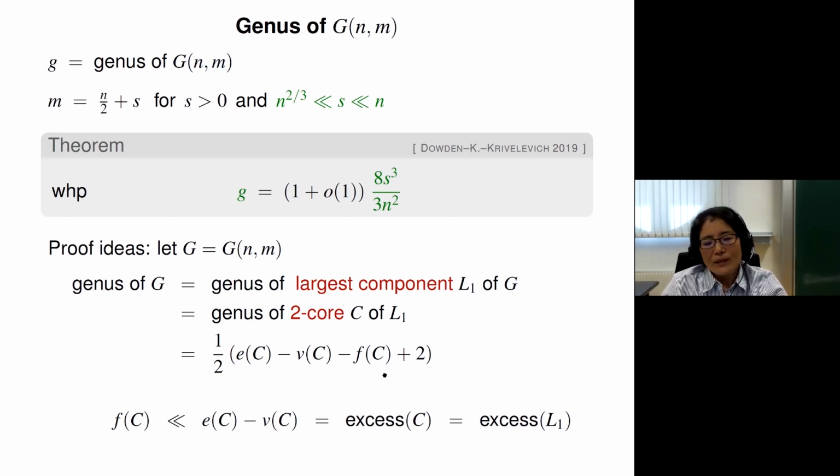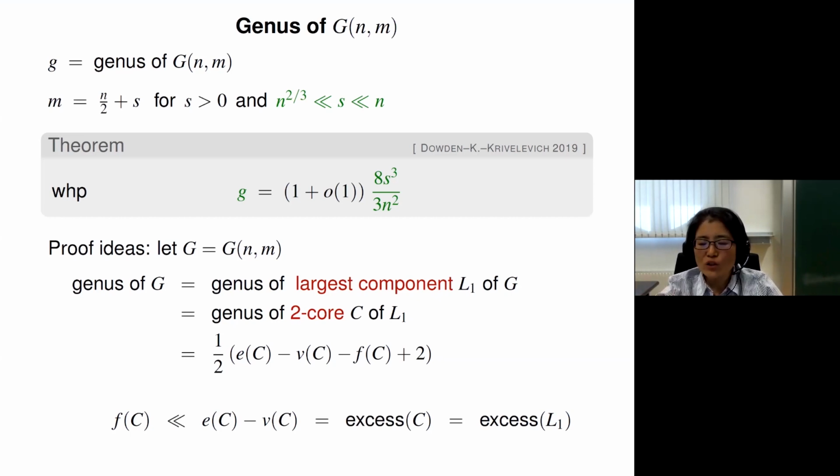The key step, indeed a very difficult step to show, is that the number of faces, that is, the number of faces of the graph when it is embedded on a minimal surface, f(C), the number of faces in the 2-core, is much, much smaller than the number of edges in the core minus the number of vertices in the core. And the number of edges minus the number of vertices is known as the excess, or surplus, of the core.